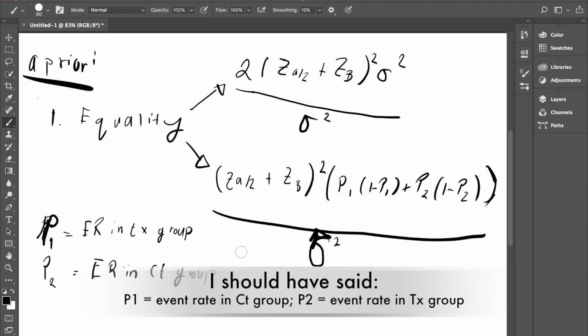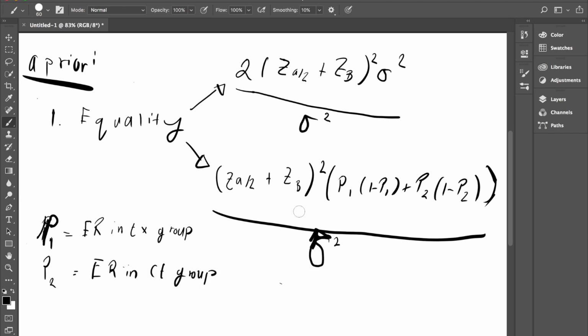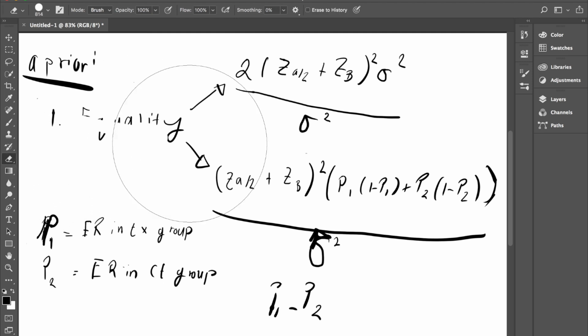Alrighty? And by event rate, I mean if you're looking for something to happen, then what is the proportion of people that thing has happened to? Okay. So that's P1 and P2, and your delta value is going to be given by P1 minus P2. This is for any sort of dichotomous measure. Again, this applies to not only equality studies, but also to superiority, non-inferiority, and equivalence studies. Alrighty, so that's equality studies.